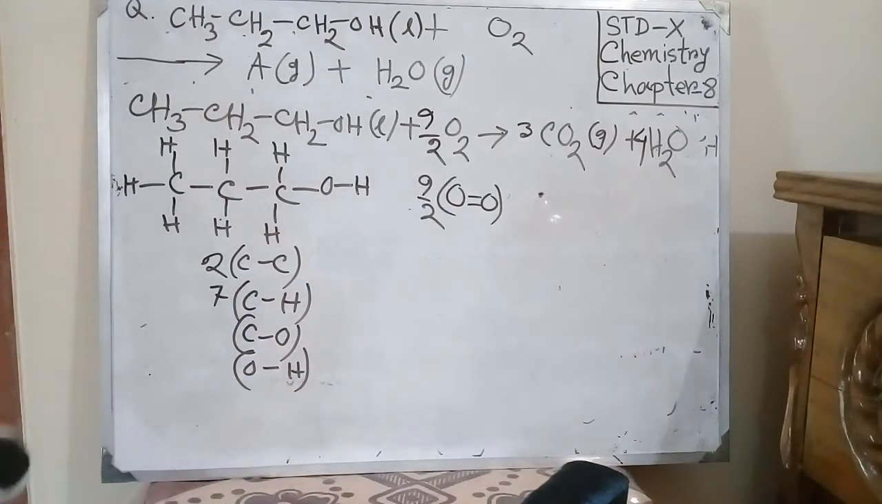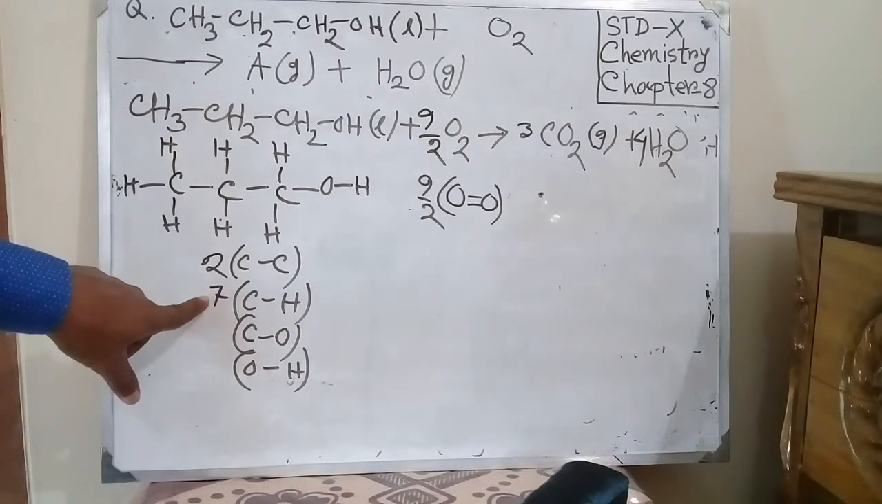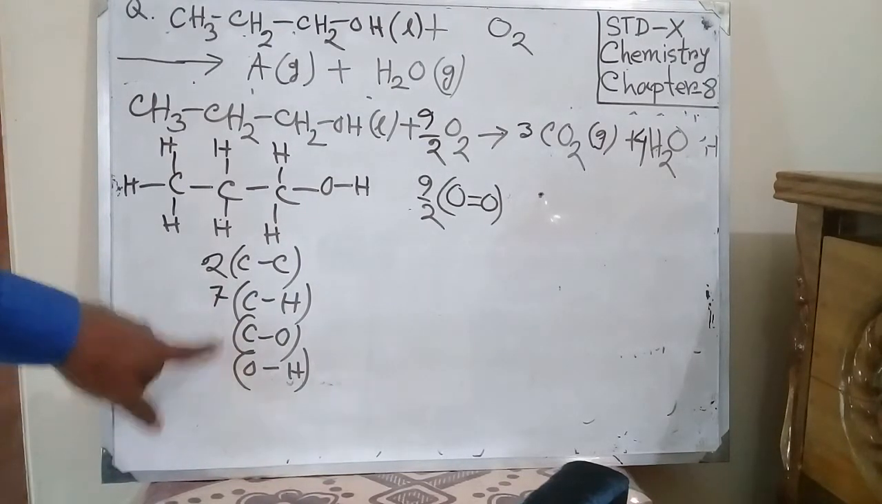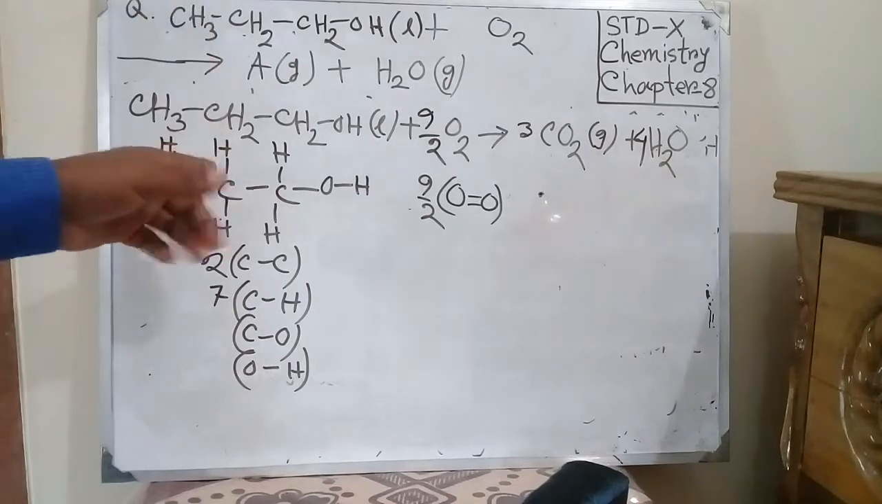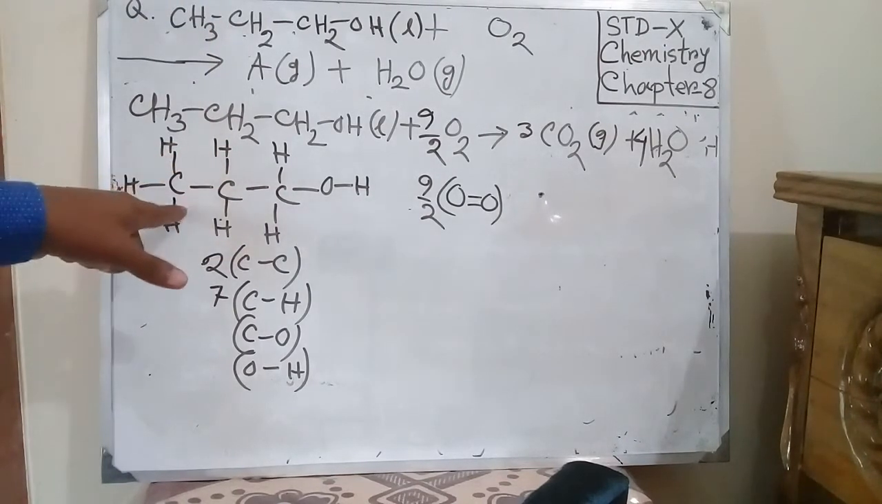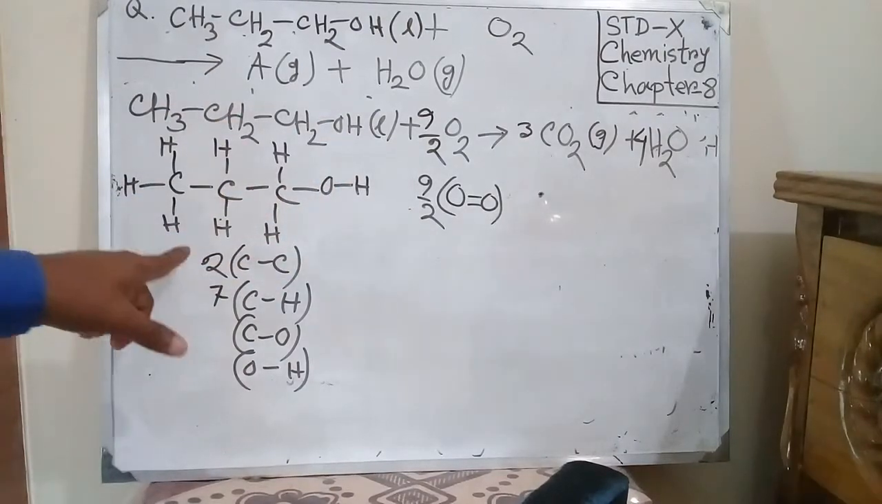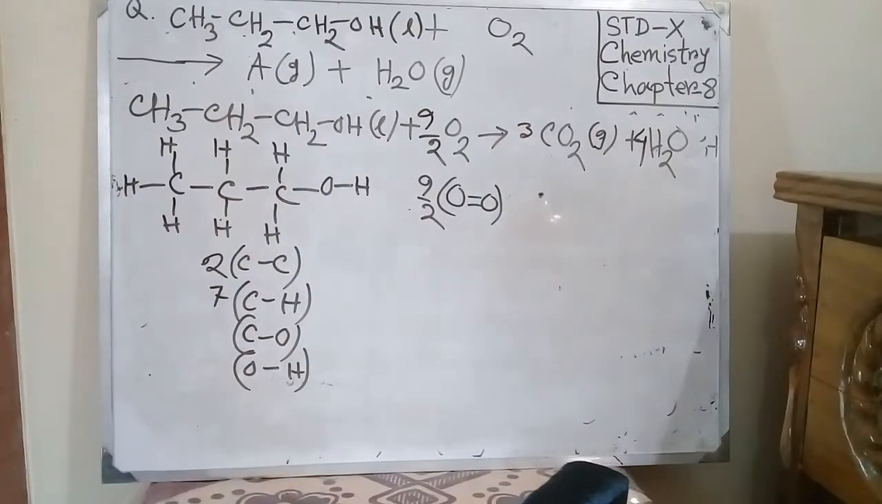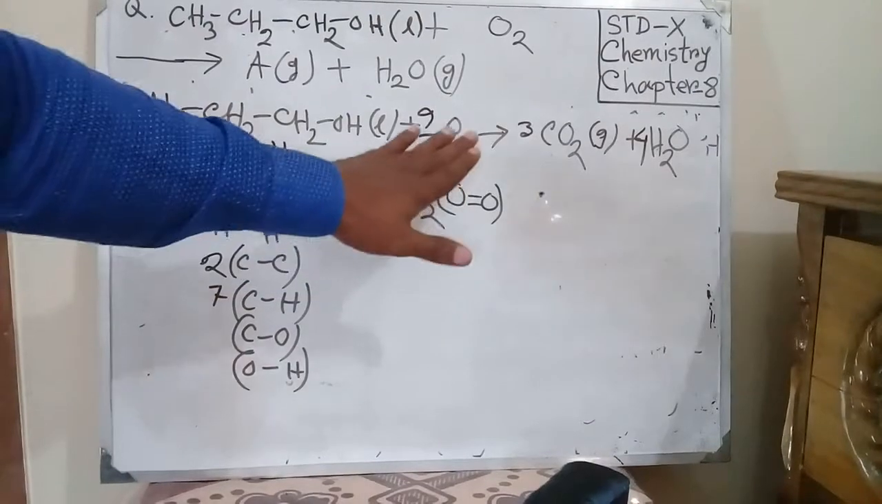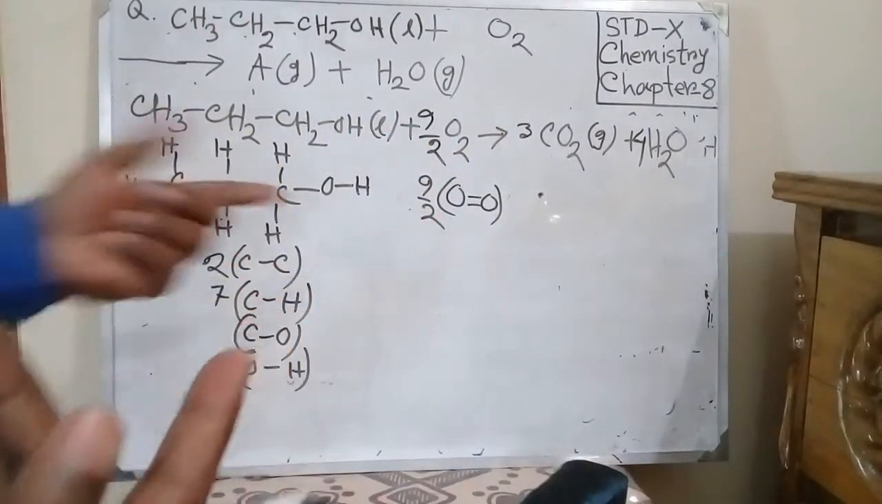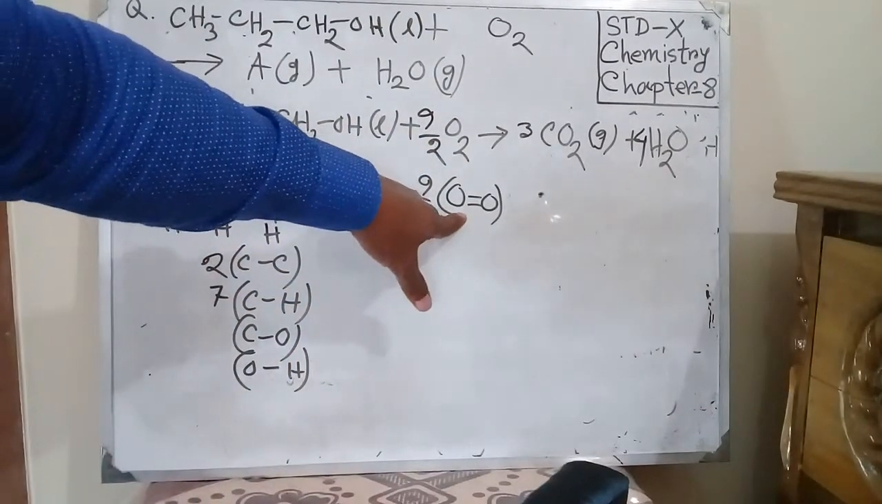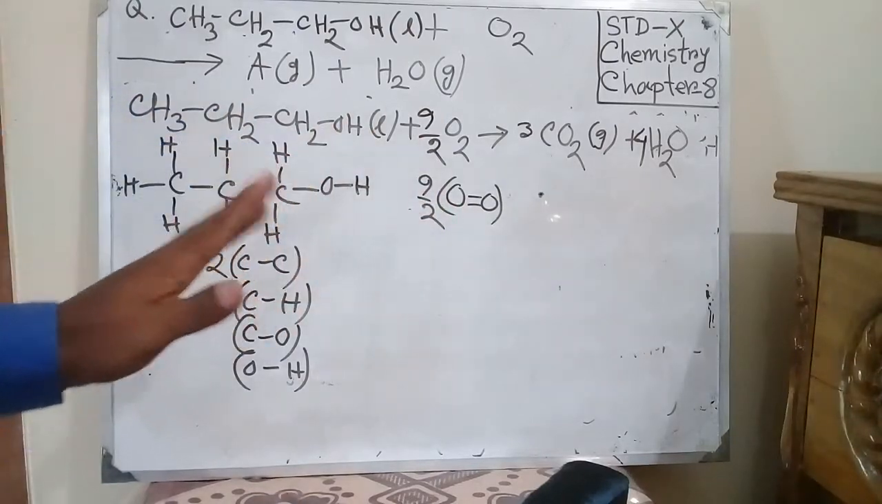Total how many bonds? 2 and 7, 9, 10, 11. So look, there are 11 what? Bonds. 1 2 3 4 5 6 7 8 9 10 11. Total 11 bonds, and I have written total 11 bonds are there. Then oxygen is only one molecule here, 1 bond, and 9 by 2.